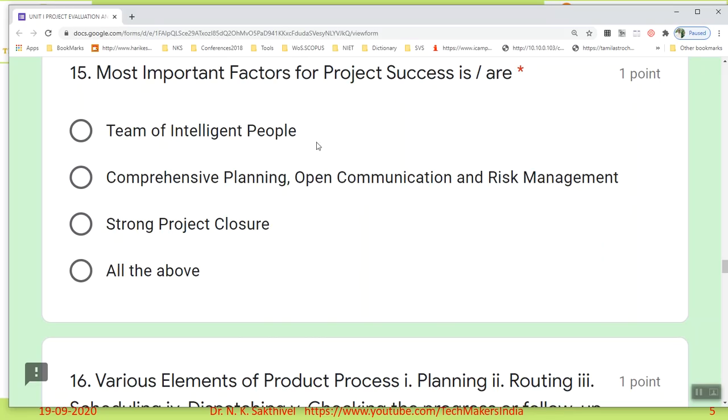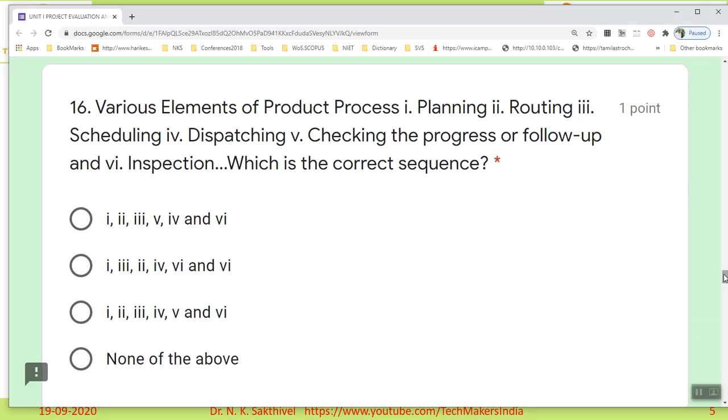team of intelligent people is required, comprehensive planning, open communication, risk management is required, project closure also, all the above. 16th question. You expect the question like this.